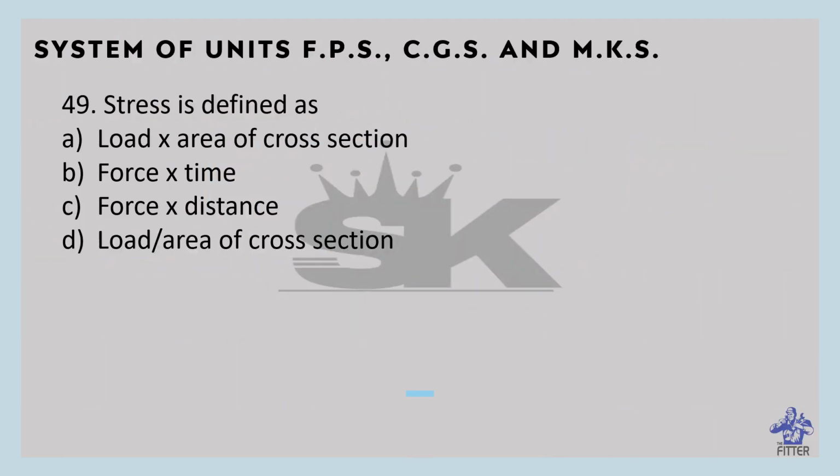Stress is defined as load per unit area of cross section. Stress is an internal resistance against external changes like force, bending, torsion, etc. It can be both tensile or compressive in nature. So here the answer is load per area of cross section. The units of stress are Newton per meter square or Pascals. These two are the units of stress.